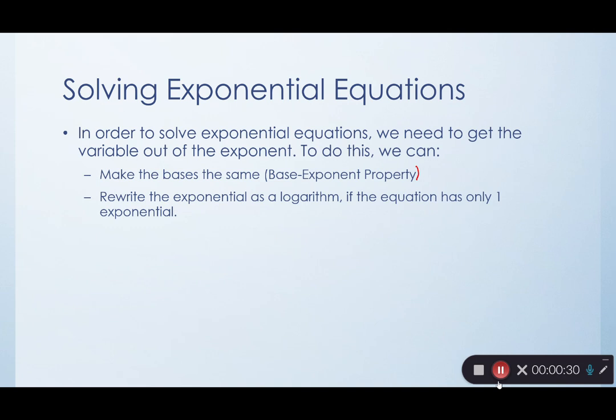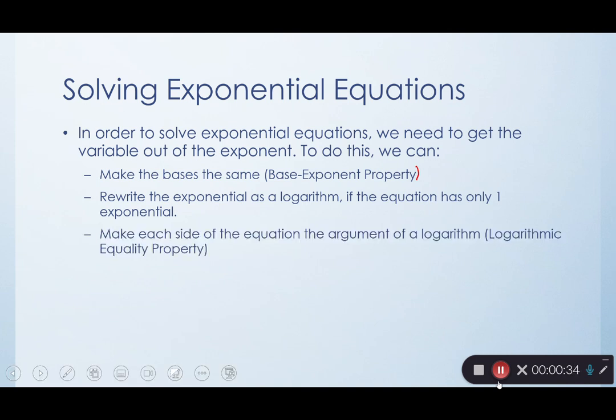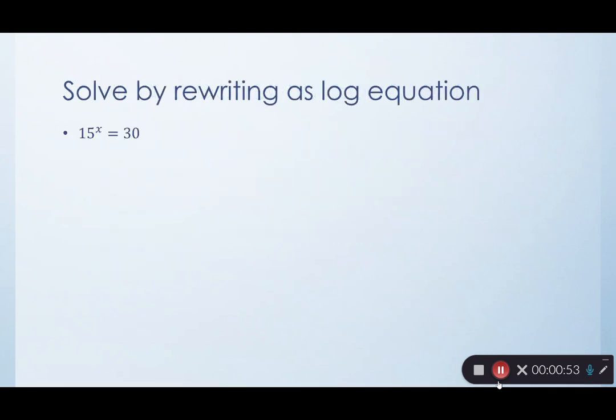But that's only really going to work easily if the equation has only one exponential. We can make each side of the equation the argument of a log. This is called the logarithmic equality property. Or we can use substitution. And we're going to show you each one of those. We've already talked about the base exponent property. So, solve by rewriting as a log equation.